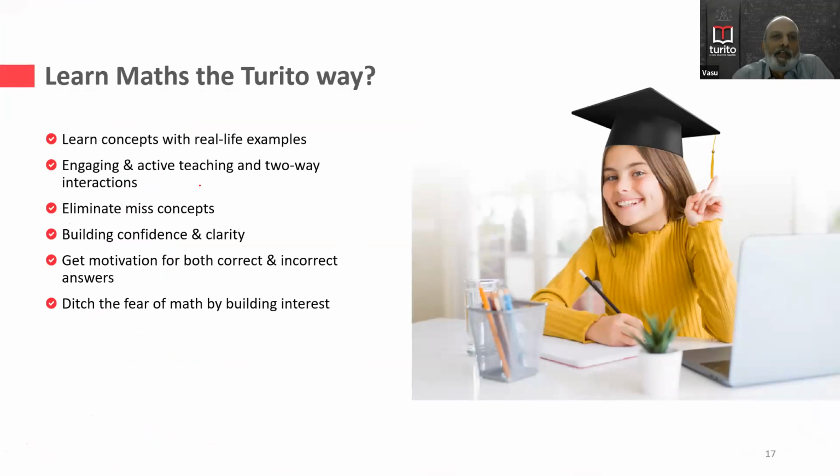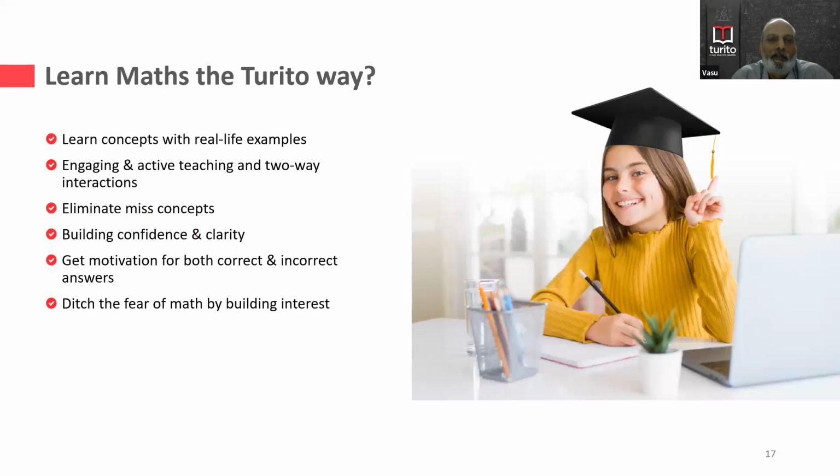Engaging and active teaching and two-way interactions. So there will be active teaching in the class so that the teacher continuously interacts with the students, asking questions in between, and checking whether he or she has understood or not. So continuously evaluating the student, eliminating the misconceptions. When the misconceptions are eliminated, the student will understand, yes, this is right.